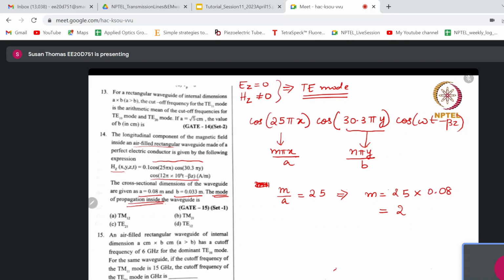Now in a similar way, n by b is 30.3. So n will be 30.3 into b value. What is b value? 0.033. Okay. So multiplying this, you will get it as 1. We already know that it is TE mode. What is m and n value? 2 and 1. So this is TE21 mode.